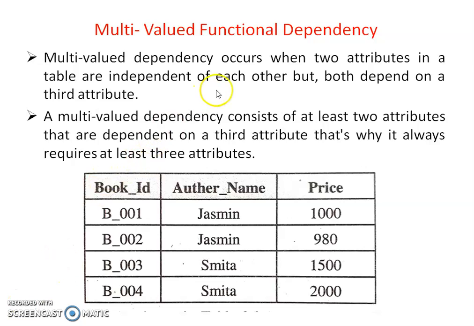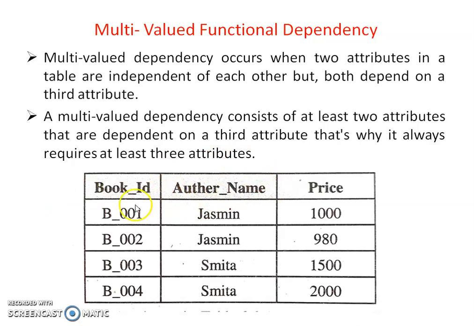Now we discuss the second type, that is multi-valued functional dependency. Multi-value functional dependency occurs when two attributes in a table are independent of each other but both depend on a third attribute. It means that a multi-value dependency consists of at least two attributes that are dependent on a third attribute. That's why it always requires at least three attributes.